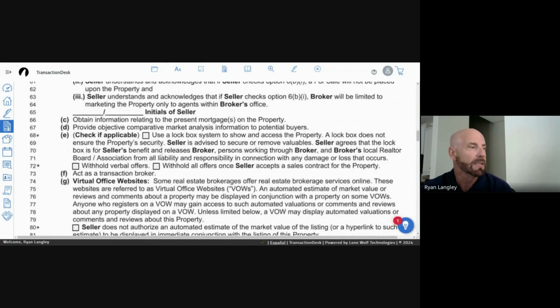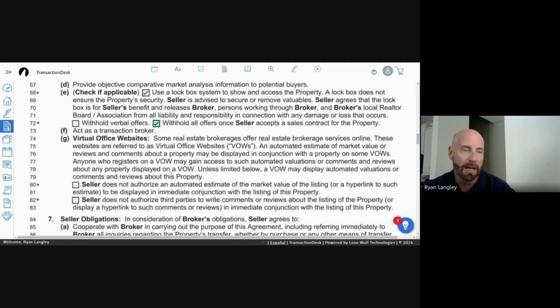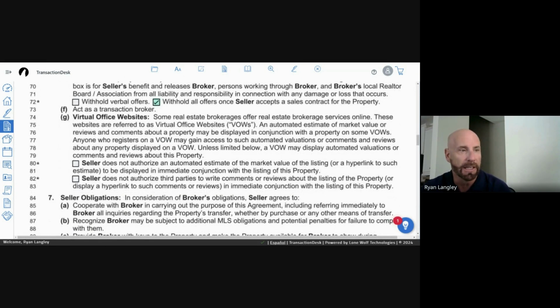Use a lockbox system, withhold verbal offers. I always check the lockbox one, even if we're not sure we're going to use it. Withhold verbal offers, I do not check that because I want to run them by the seller if I can, if they're reasonable. Withhold all offers once seller accepts a sales contract for the property. I typically do that one. That's just me. I don't like the seller to get greedy and try to get out of a deal if you already have a deal. They need to understand how binding a sales contract is, particularly for the seller.